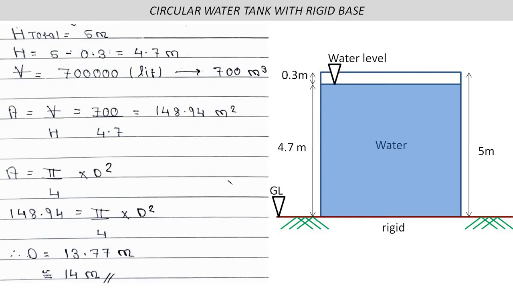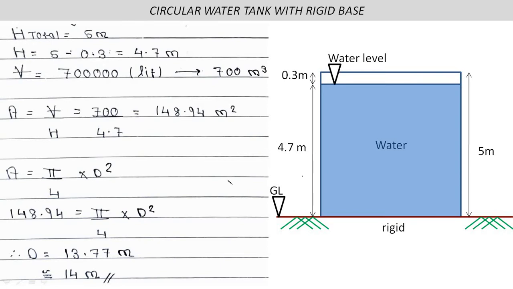Here the overall height of the water tank is 5 meter and the freeboard is 0.3 meter. We can find the height of the water by deducting 5 minus 0.3, overall height of the water tank minus freeboard. So we have the height of the water, capital H, as 4.7 meter, or we can say the depth of the water.